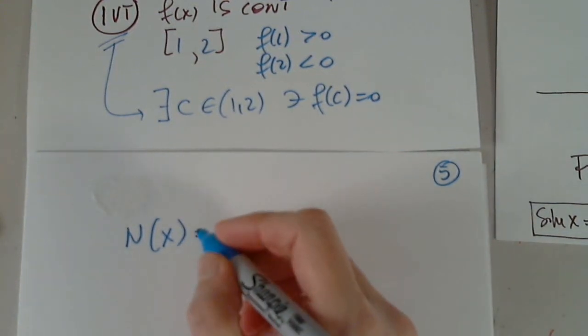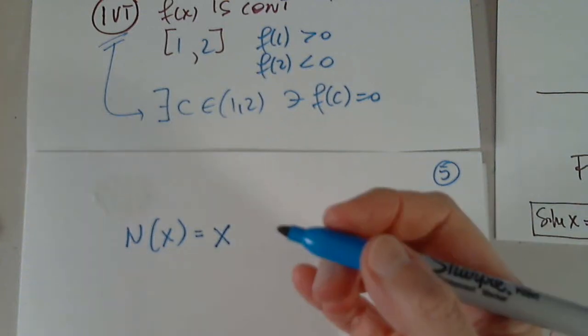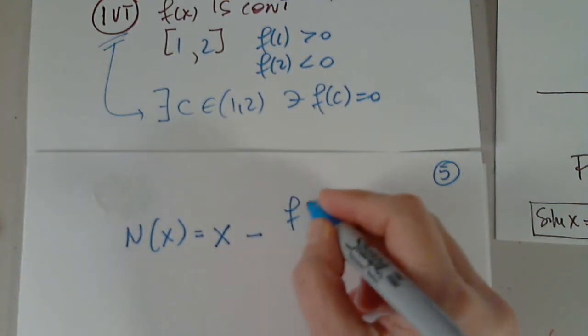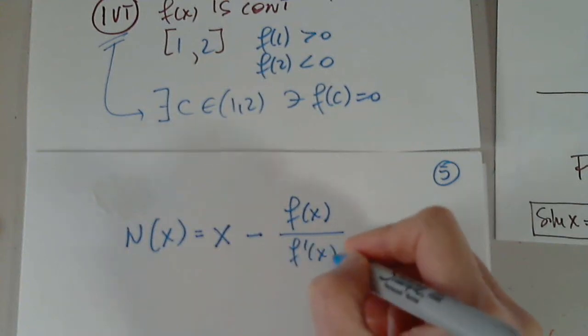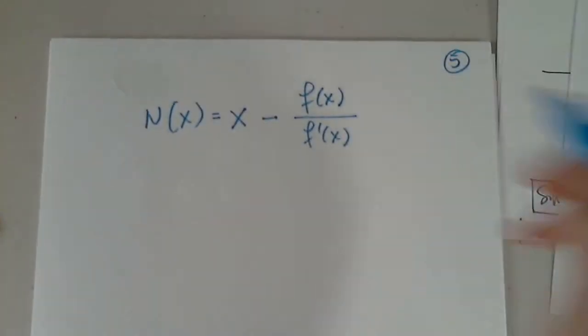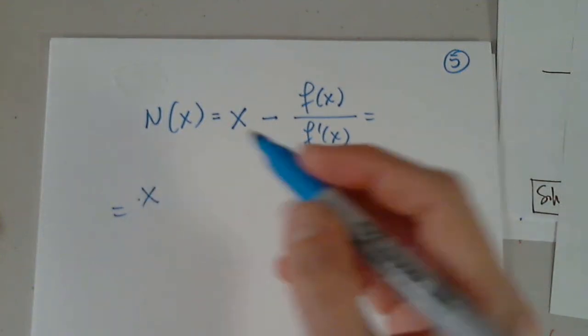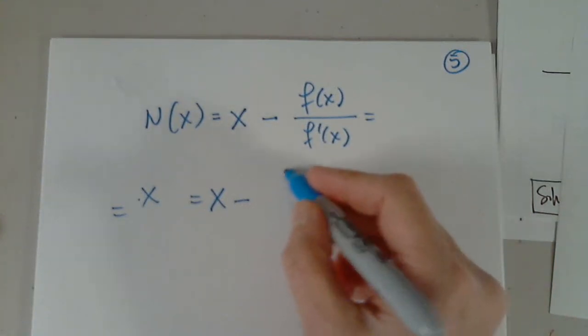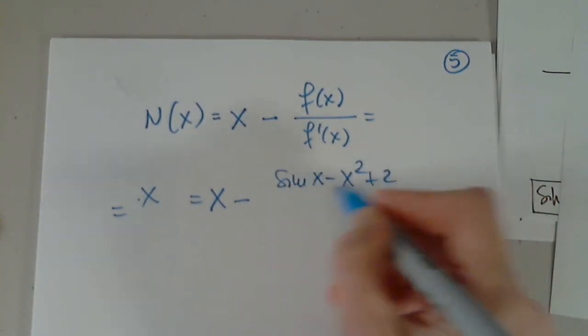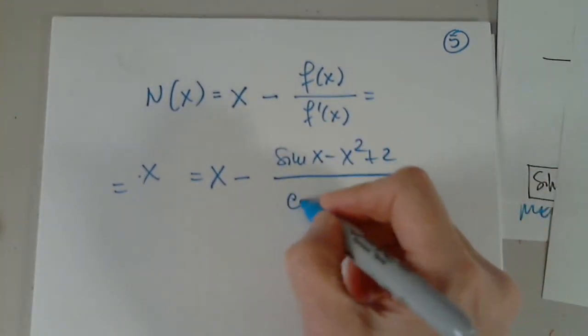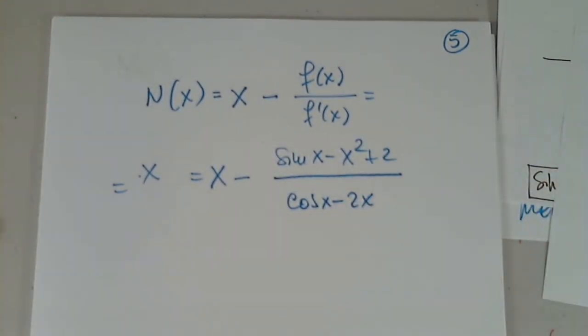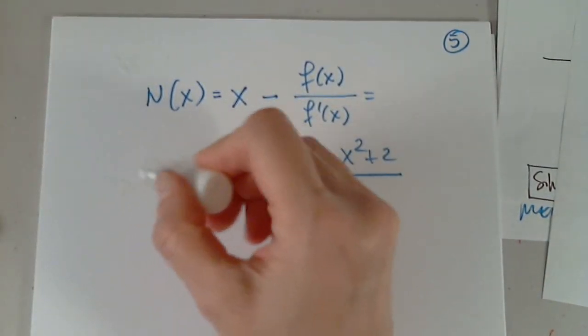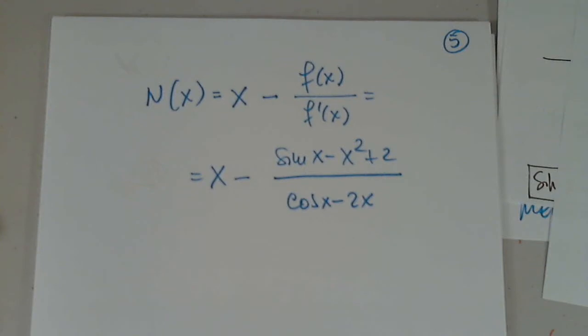And Newton's function is x that I choose to start with minus f of x over f prime of x. I will replace the function: minus f of x, which is sine x minus x squared plus 2, divided by f prime, which is cosine x minus 2x. This is our Newton's function. And this is the function I will enter in the calculator. Do not delete what you have, because we're going to use it right now.